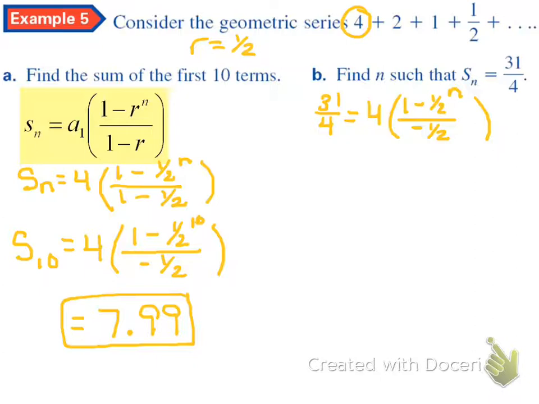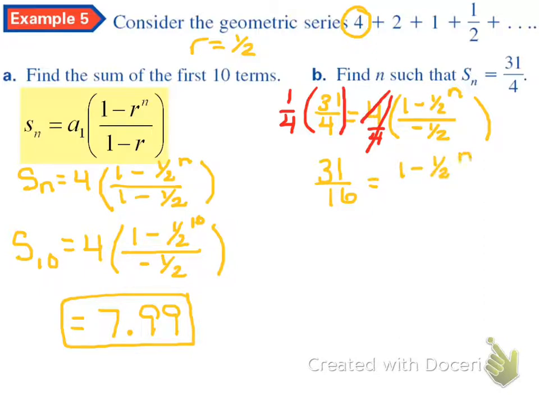Now we want to simplify. We want to get rid of the multiplying by 4. Remember, to get rid of multiplying by 4, what we want to do is divide by 4 on both sides. So we divide by 4 and cancel this out. But if we divide by 4 on that side, we need to divide by 4 on the other side. Since this is a fraction, though, when we divide a fraction, that's the same as multiplying by the reciprocal. So we're going to multiply by 1/4. So on our left-hand side, we would end up with 31 over 16 is equal to 1 minus 1/2 to the nth power over the negative 1/2.